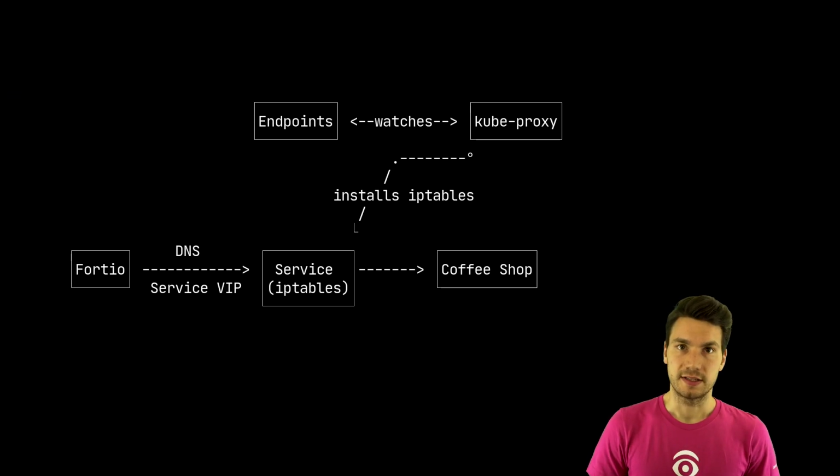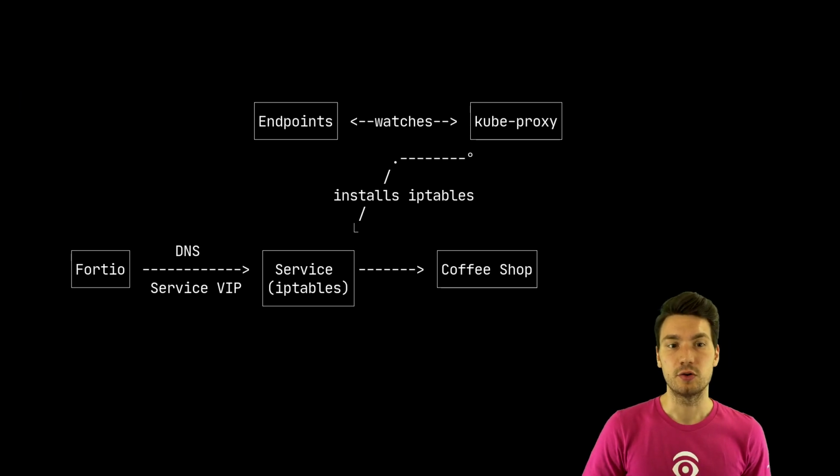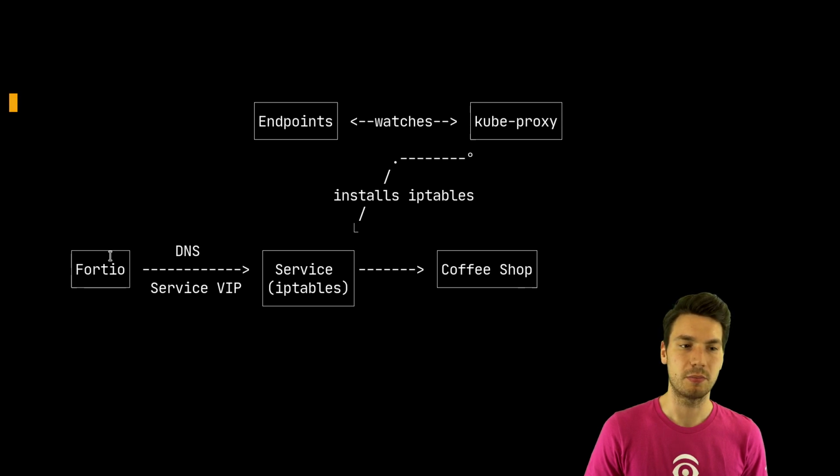If we have a look at what happens under the hood in Kubernetes, we can look at the following. We have our target pod, our instance, our coffee shop here, and we have some pod that accesses our instance via a service, for example. So assuming Fortio would directly use a service, such as via DNS or service virtual IP, what happens to the service? It is basically iptables routing.